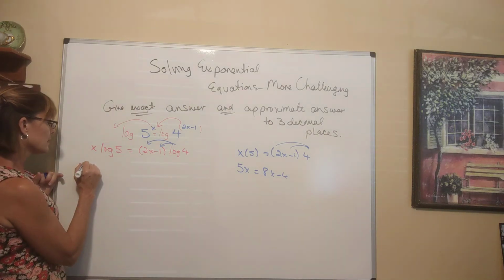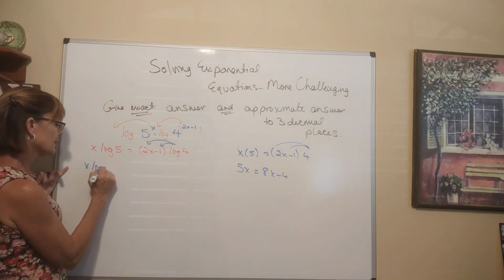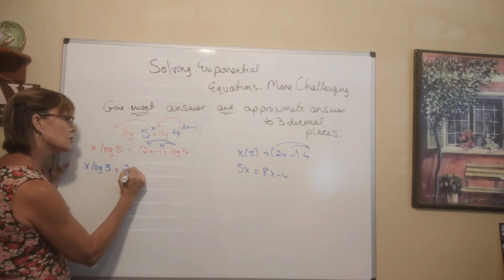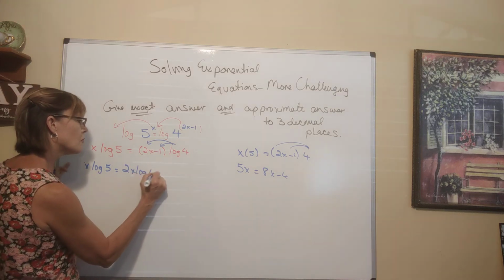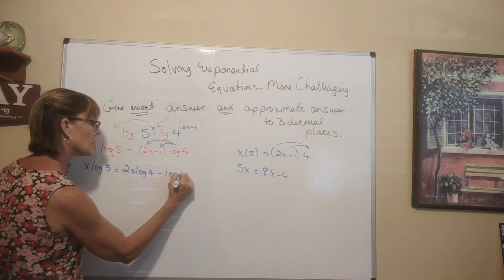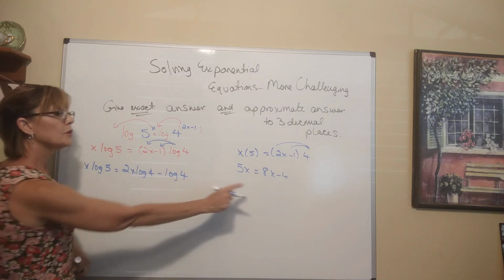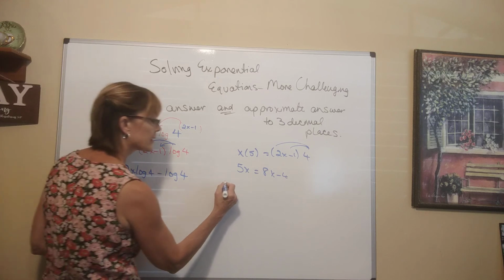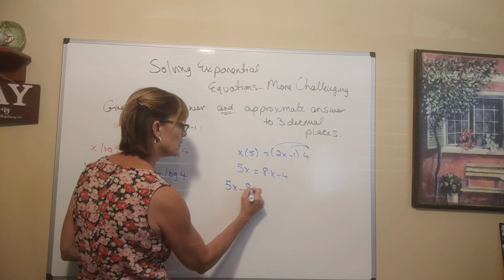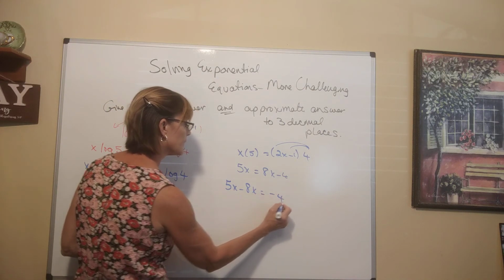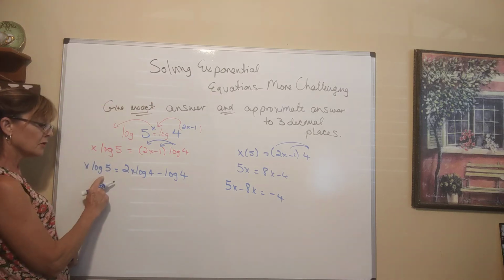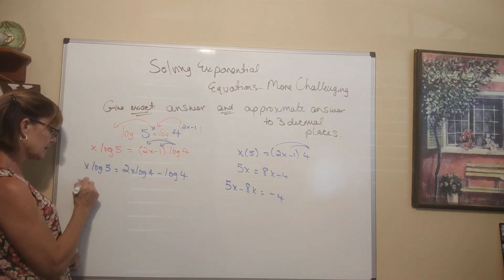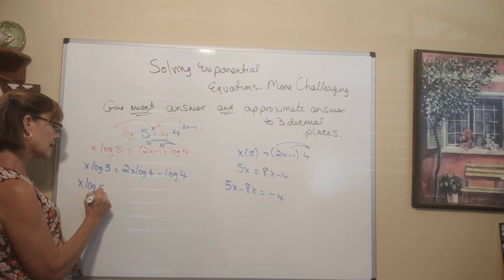What will I do here? I'll say x times log 5 is 2x times log of 4 minus the log of 4. And then what I would do over here is we get all the x's on one side. I would subtract the 8x. I'm going to do the same thing here. I'm going to move this x term over here so my x's are on the same side.